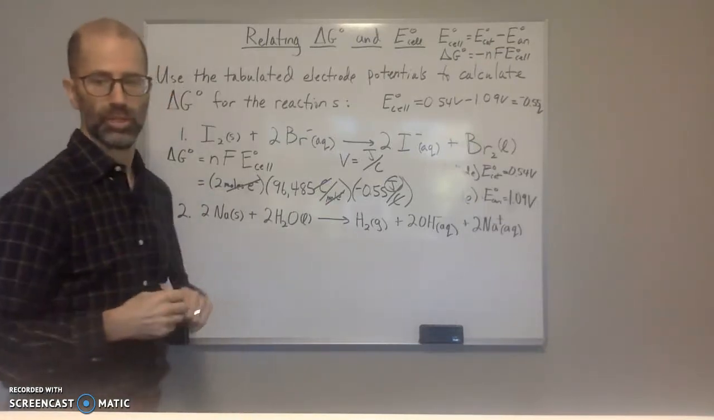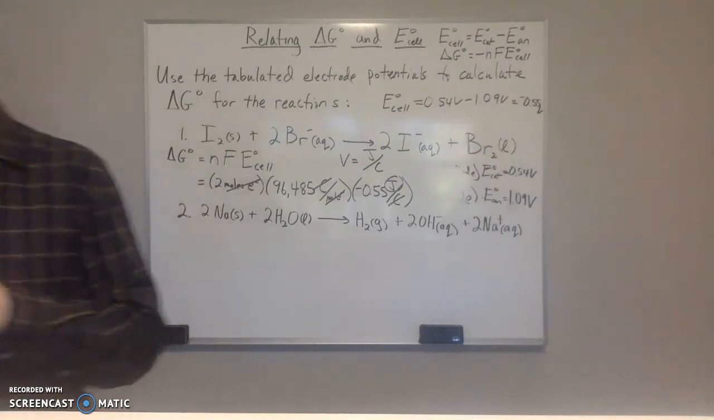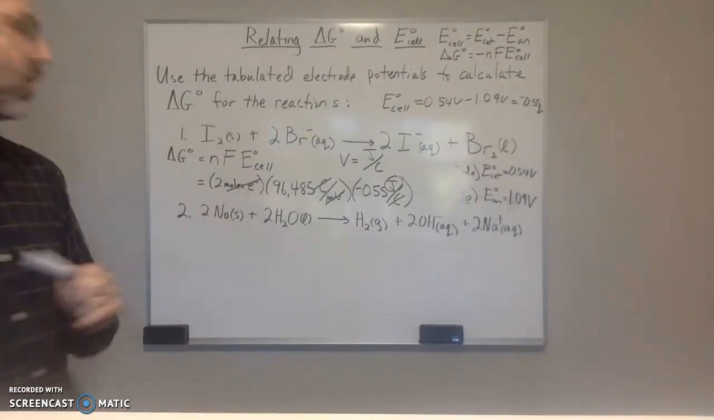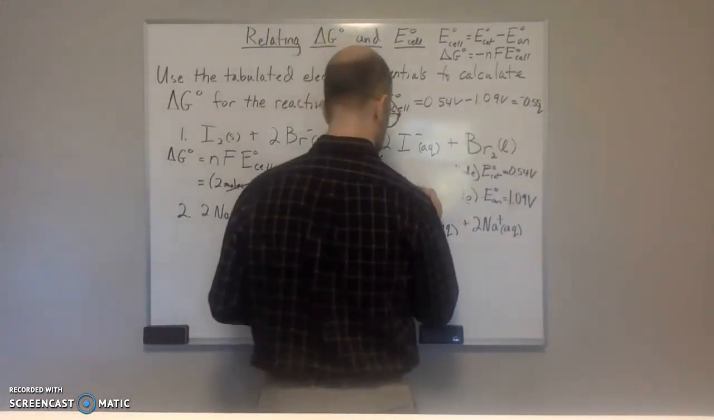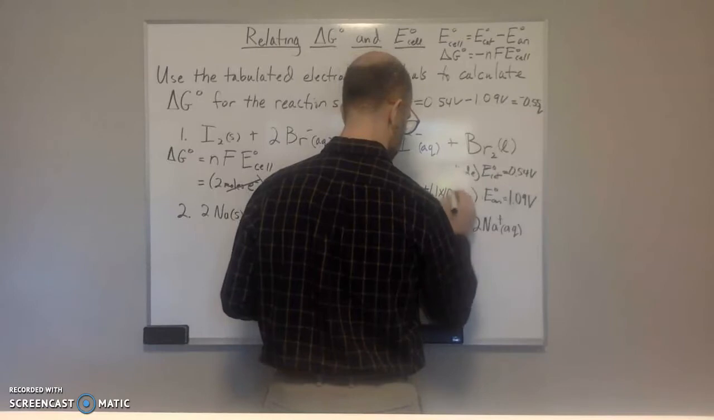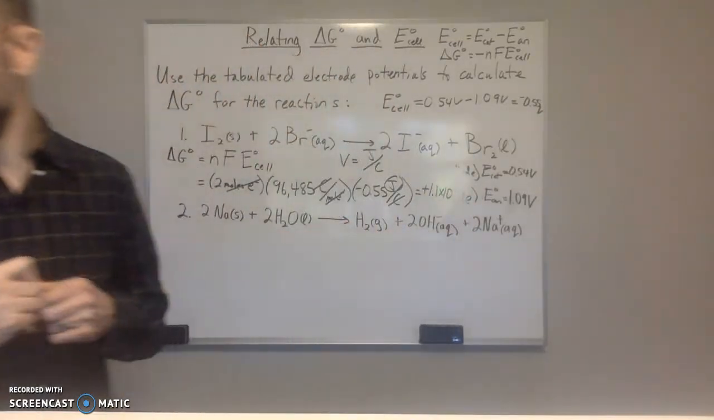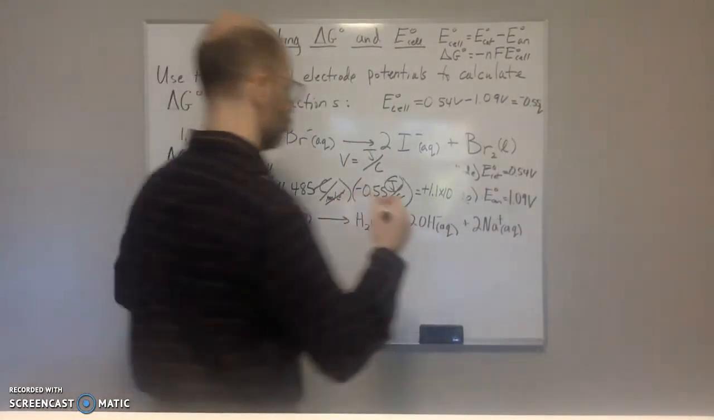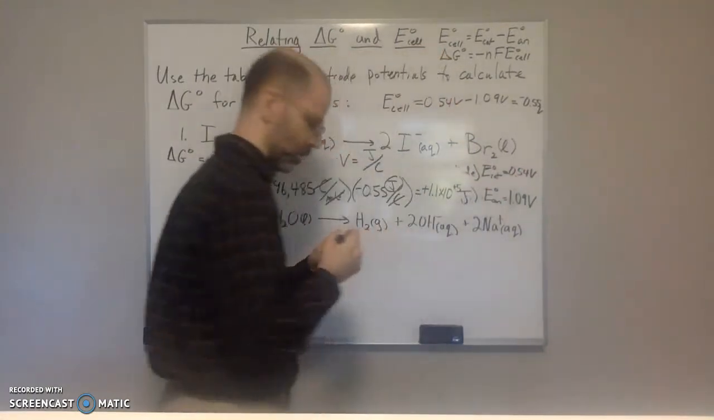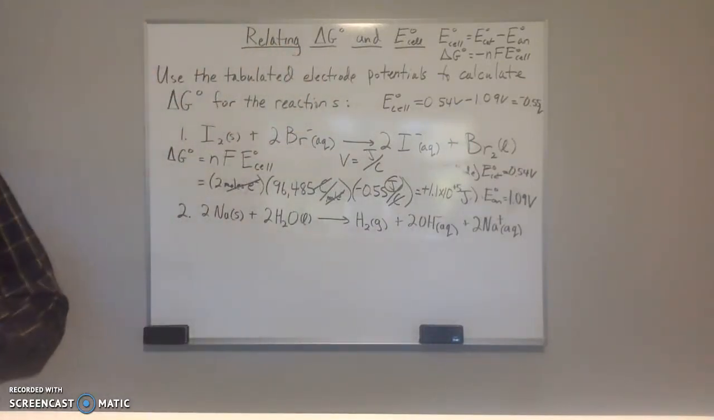So all we have to do is calculate that out. And we calculate it out, and it's a positive 1.1. So this equals positive 1.1 times 10 to the 5th joules.